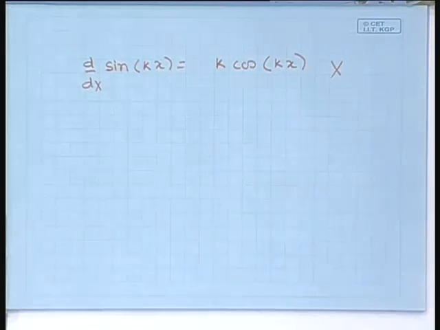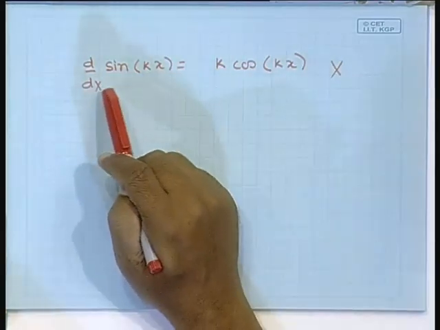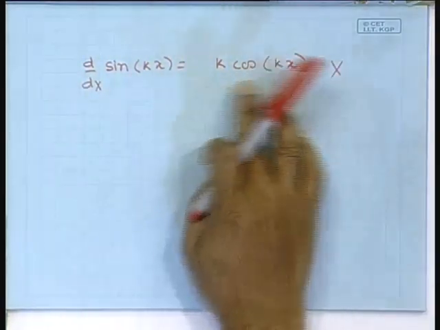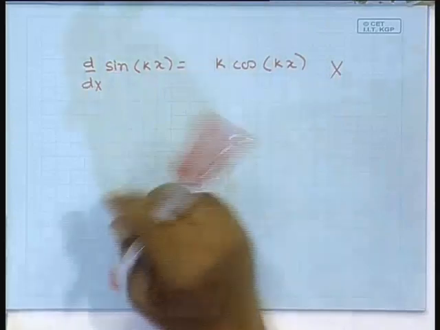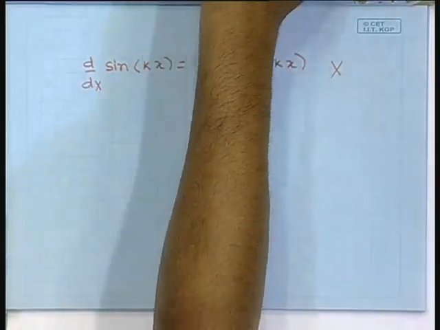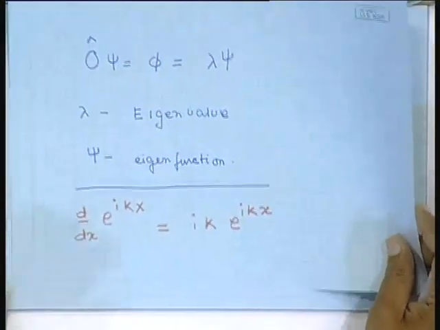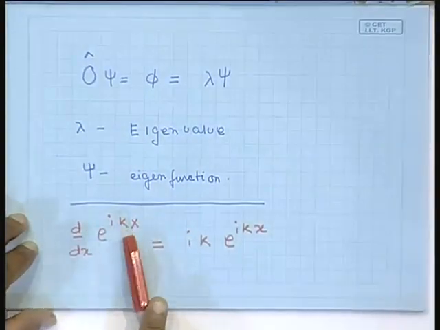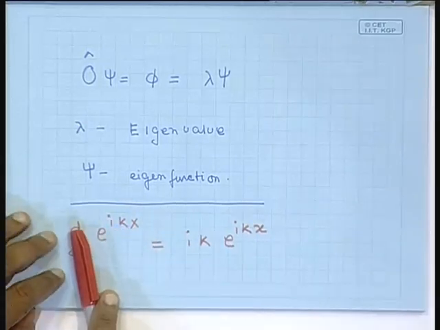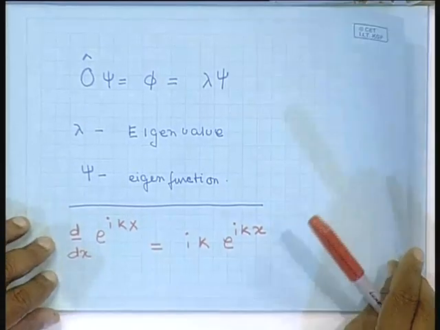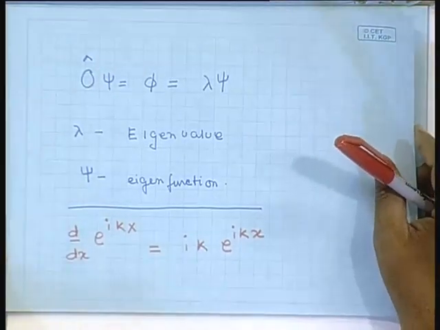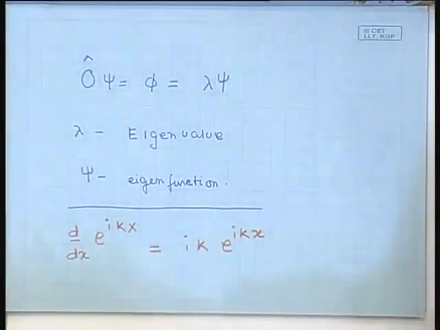because when the operator d by dx acts on sin kx, it gives me a different function, which is not the same function. There is no way I can write this as the same function multiplied by a number. So, this is not an eigenfunction and it has no eigenvalue. Therefore, for this operator, this function is an eigenfunction of this operator, and it has an eigenvalue i into k.